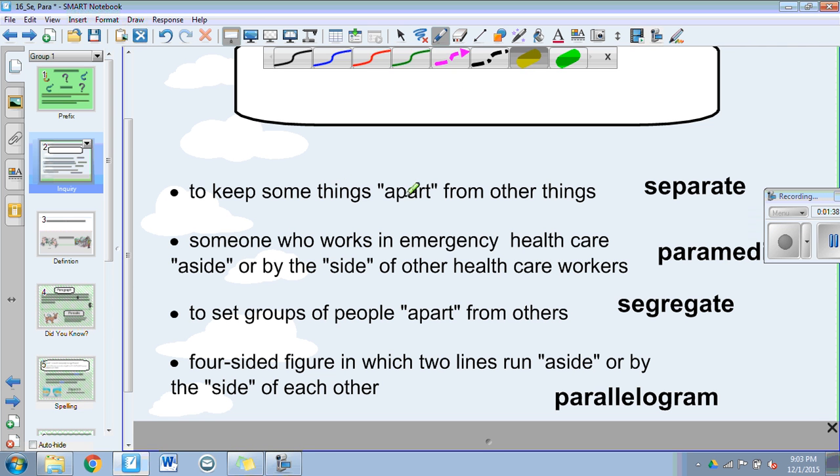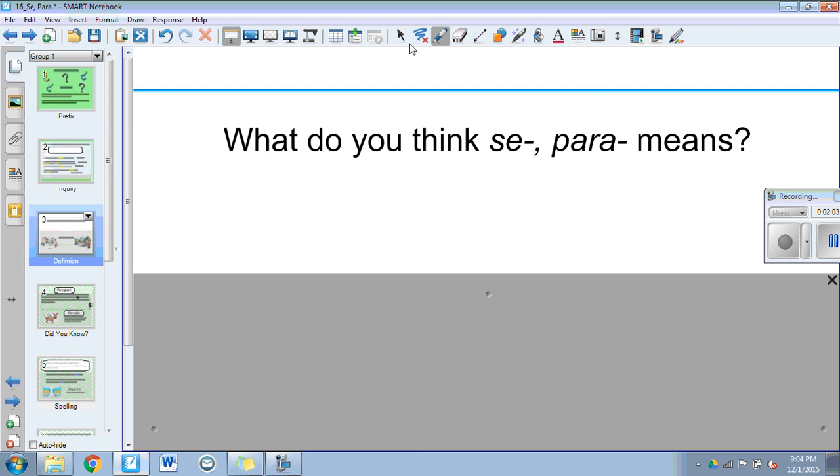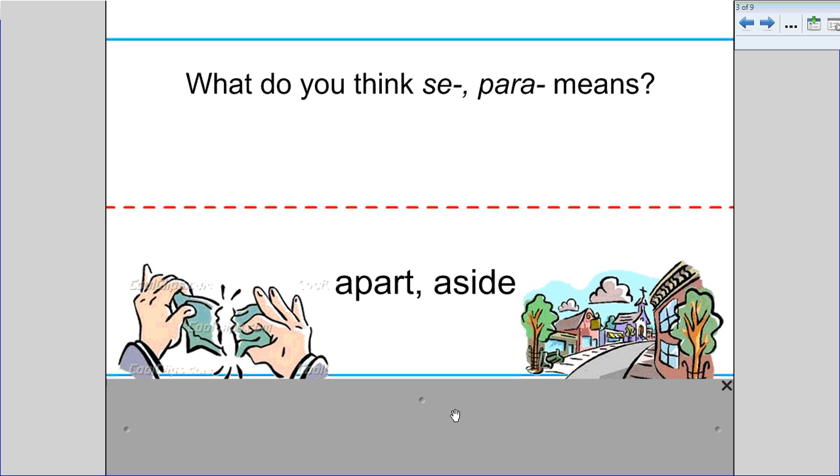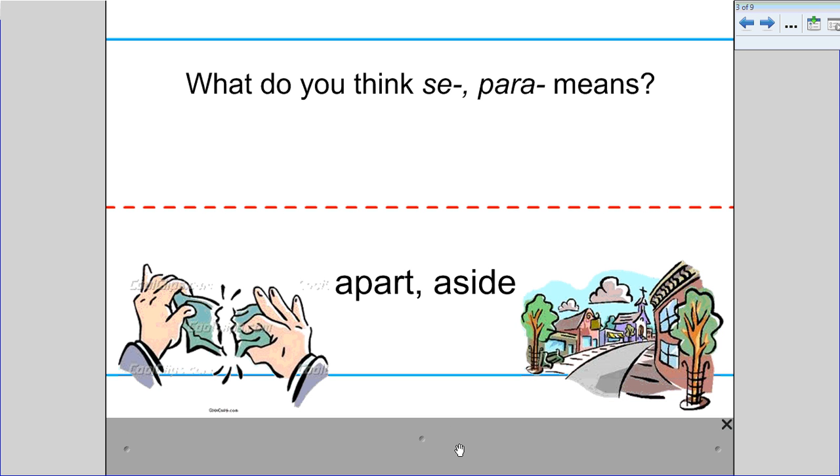You may recognize that separate has something to do with keeping things apart. Paramedic has something to do with working aside or beside somebody else. When you segregate, you put things apart from one another. And with a parallelogram, the lines are aside or run to the side of each other. Based on this information, what do you think se para means? If you said apart, aside, then you were correct.